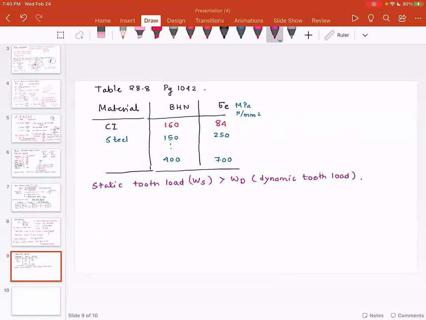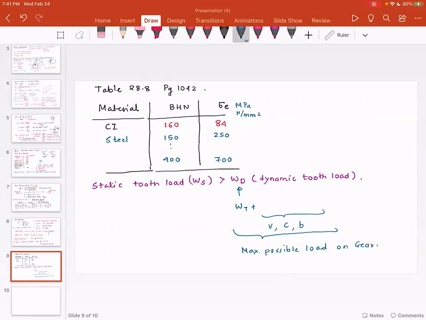Now, let me explain the rationale behind this condition. If you look at the dynamic tooth load, this dynamic tooth load comes from WT plus a factor which depends upon the velocity, then the deformation factor, then face width, and so on. So this is the maximum possible load on the gear.